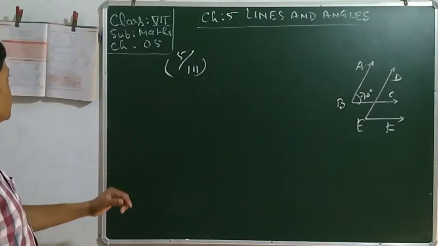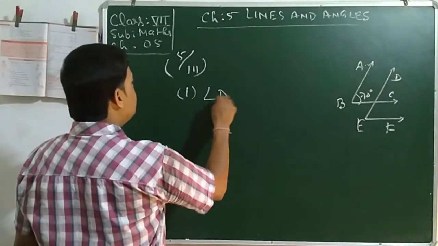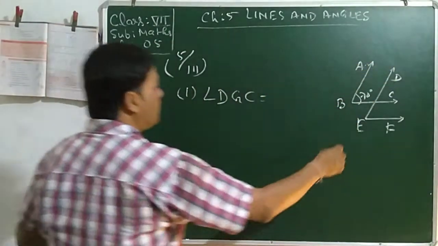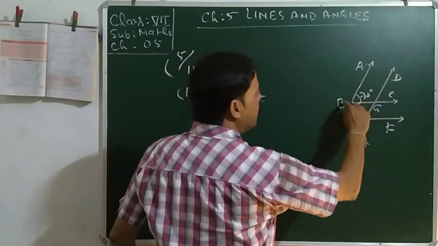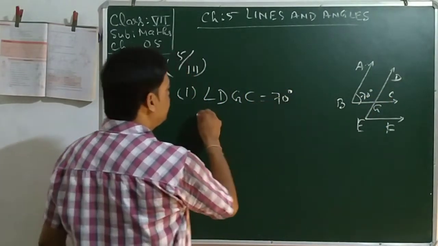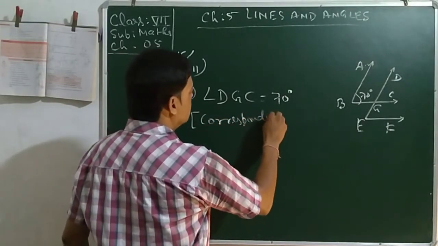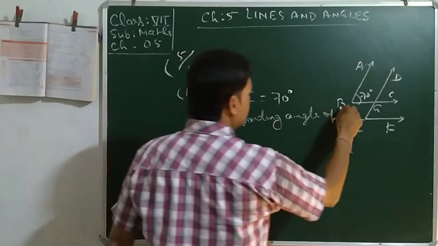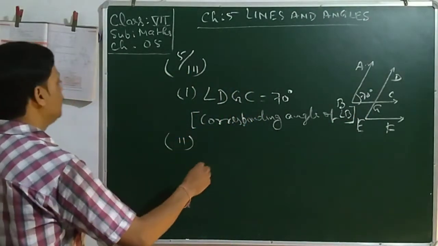And angle ABC is given as 70 degrees. Find the angle DGC. The first part, angle DGC equal to, where is angle DGC? This point was named as Z. So angle DGC, two parallel lines and one transversal. So this will be the corresponding angle. We will write 70 degrees, corresponding angle of angle B. Come to the second part, that is angle DEF.